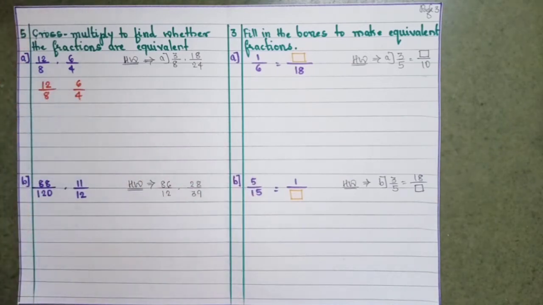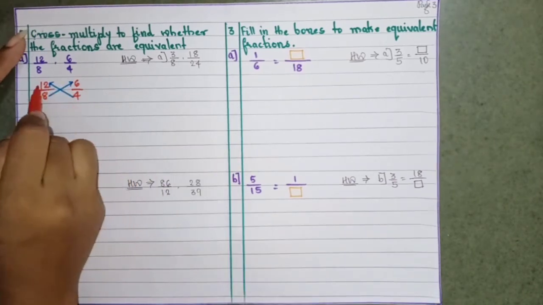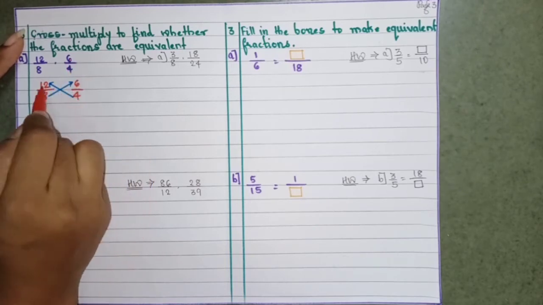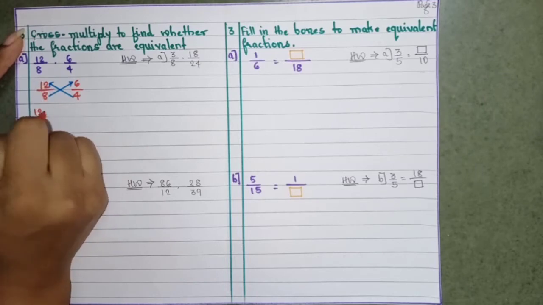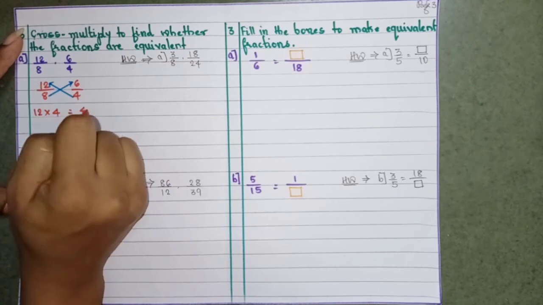So cross multiplication means what? We have to cross multiply. So just see. So this way we have to cross multiply. Okay. So we have written the fractions as it is and we need to cross multiply. 12, so here just see, 12 into 4, that we have to multiply. 12 4s are 48.